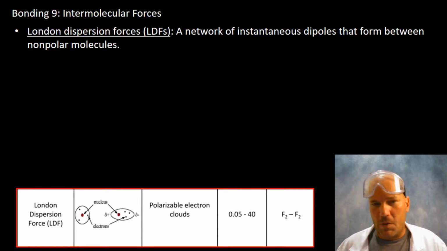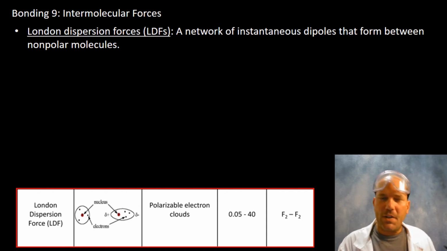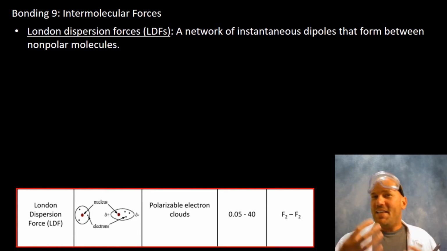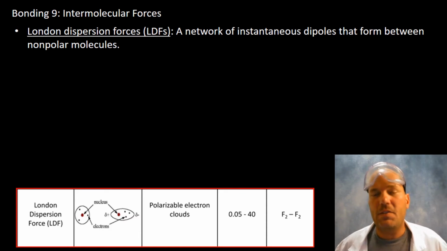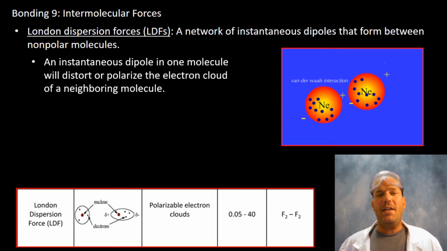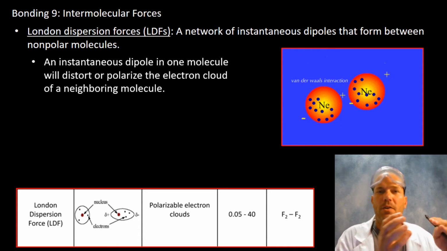London dispersion forces. These are a network of instantaneous dipoles. I've just spoken extensively about the formation of instantaneous dipoles in nonpolar molecules. Well, LDFs are a network of these dipoles that occur. If we look at a schematic here, we can see these instantaneous dipoles forming, in this case between two nonpolar molecules. That's what LDFs are, to distinguish between what we just spoke about.